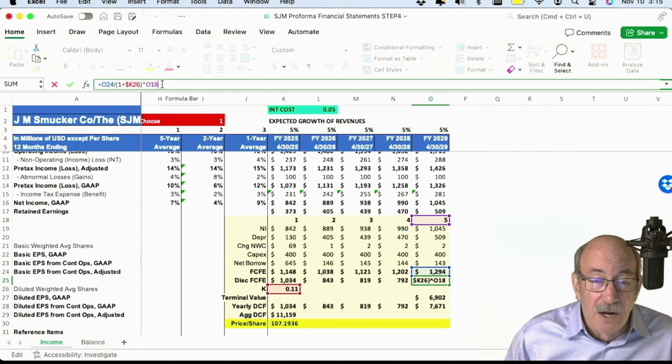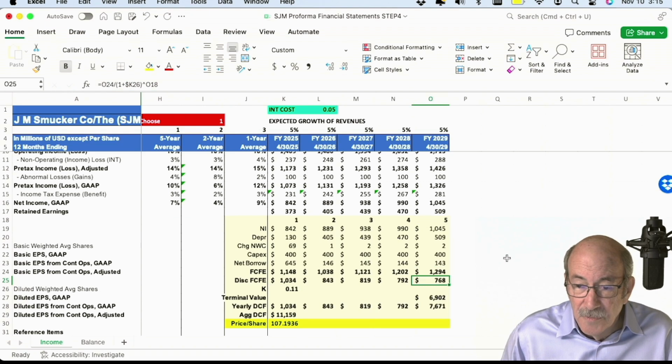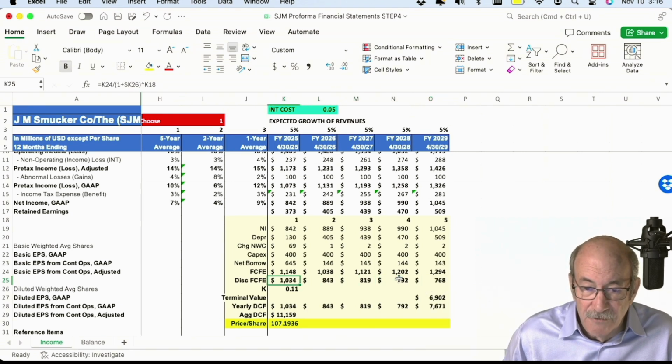That is my power. And my growth rate is, there's my K. The K also happens to be in column K, K26. And then here is my nominal free cash flow in fiscal year 2029. So that means that 1.294 billion is actually worth 768 million today. I do the same thing for all the other 4 years.